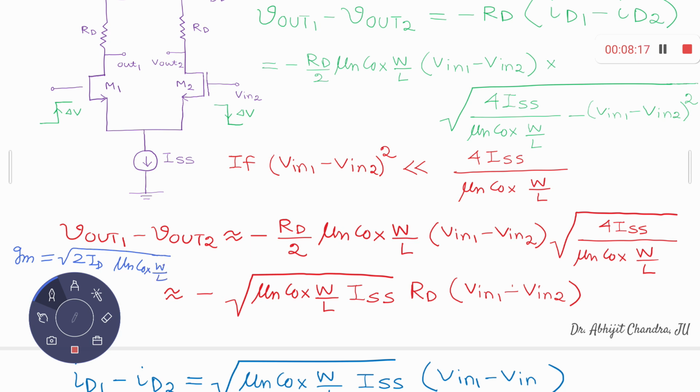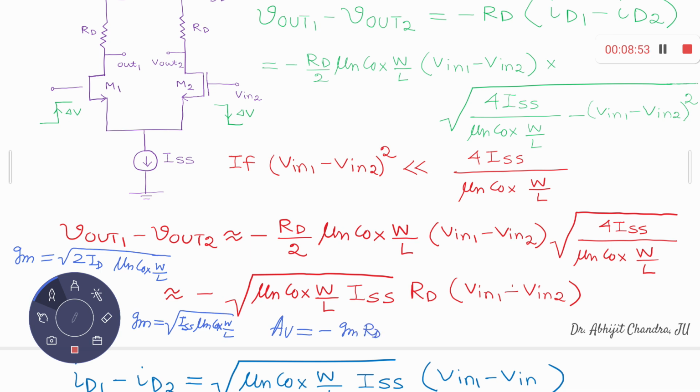And here, what is that ID? ID is the DC current. Under DC condition, you can expect that both of these transistors will share an equal amount of current, that is ISS upon 2. So this becomes the gm of the individual transistor, the square root of ISS times mu n Cox W over L. So the gain expression, AV, considering the magnitude, is close to minus gm times RD.